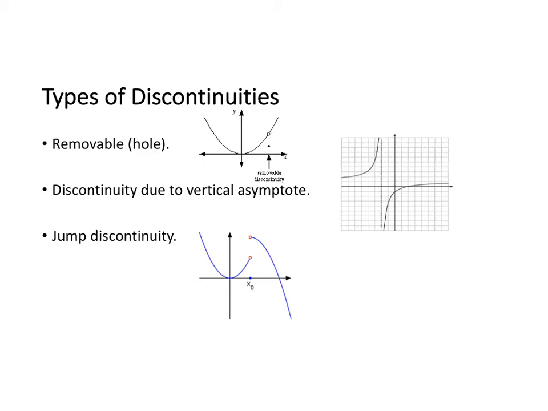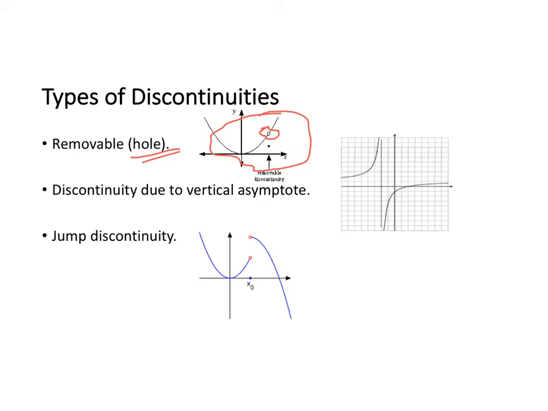A removable or hole discontinuity is shown in this graph here. So at this point here, the function does not exist. That's the reason we have the hole there. So that's a removable or hole discontinuity.